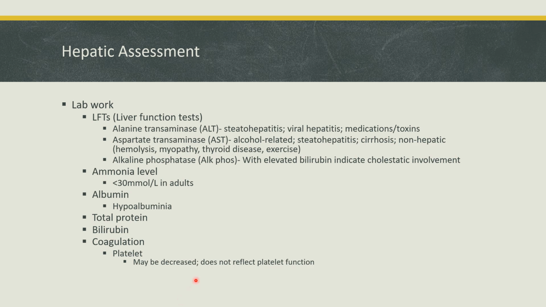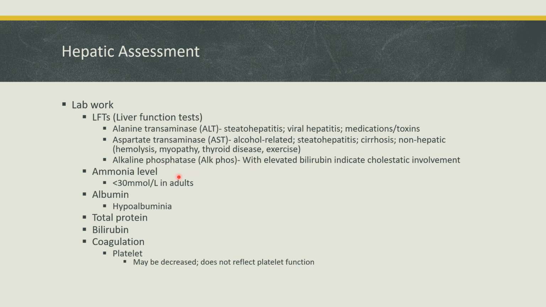So our hepatic assessment, right? We want to look at our LFTs, our liver function tests. So we have an ALT, AST, and our ALK phos. Our ALT and our AST, these are going to be our hepatitis markers, right? These are elevated when we have toxins, viral hepatitis. Our ALK phos can be elevated as well, but this usually goes up when we have elevated bilirubin, which can be from our gallbladder. So cholecystitis can cause an elevated ALK phos.